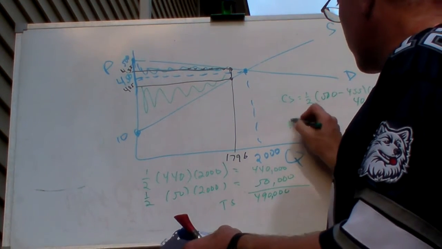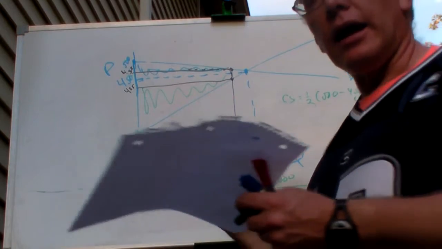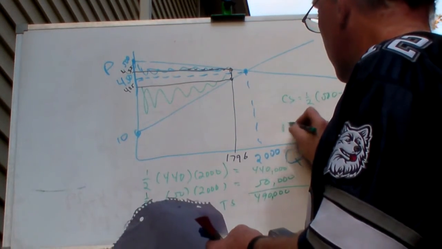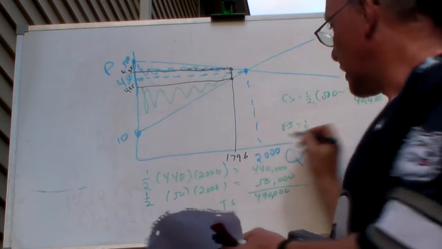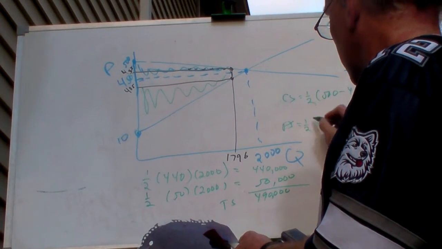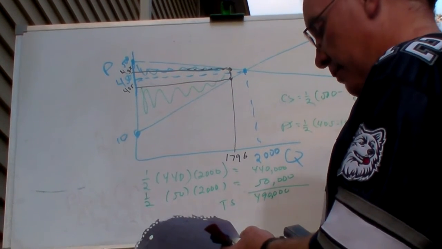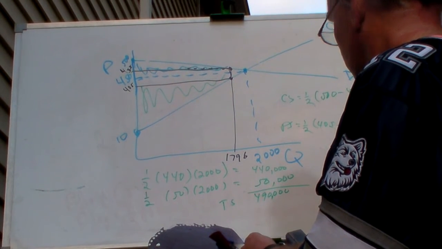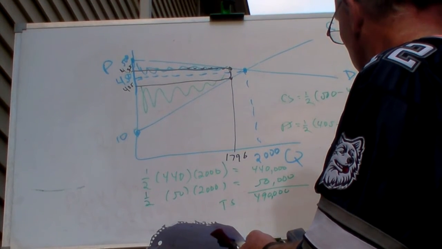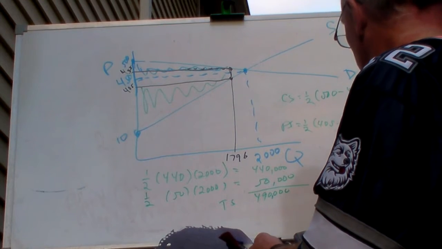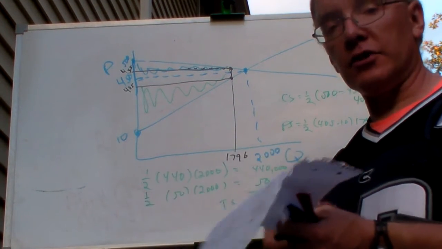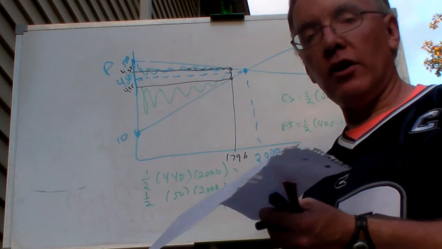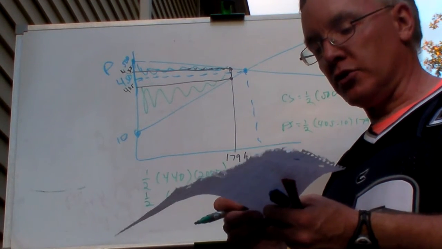But the producer surplus is really going to get whacked. And so the producer surplus is going to be a half of 405 minus 10 times 1796. And that's going to equal 354,710. And remember, before it was 440,000. So they've lost almost 100,000 in producer surplus.